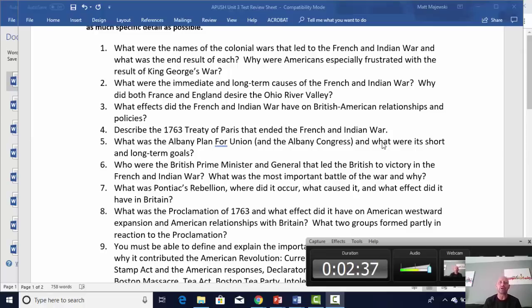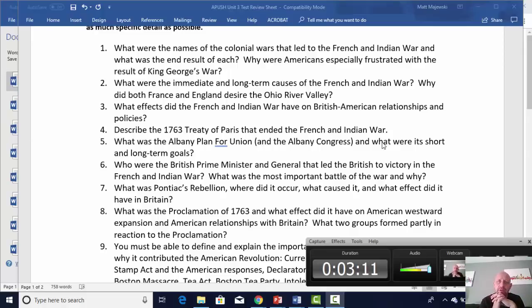Why did both France and England desire the Ohio River Valley? Well, it was fertile. It was a natural spot for both sides to expand into. There were large numbers of beaver there for the fur trade, and it was on the western frontier of the English colonies. So Americans viewed it as the next logical place to move into. A lot of fresh water, a lot of fertile land, and so therefore both sides wanted it. France had it. English settlers wanted it. And of course, that becomes the area that leads to the French and Indian War.